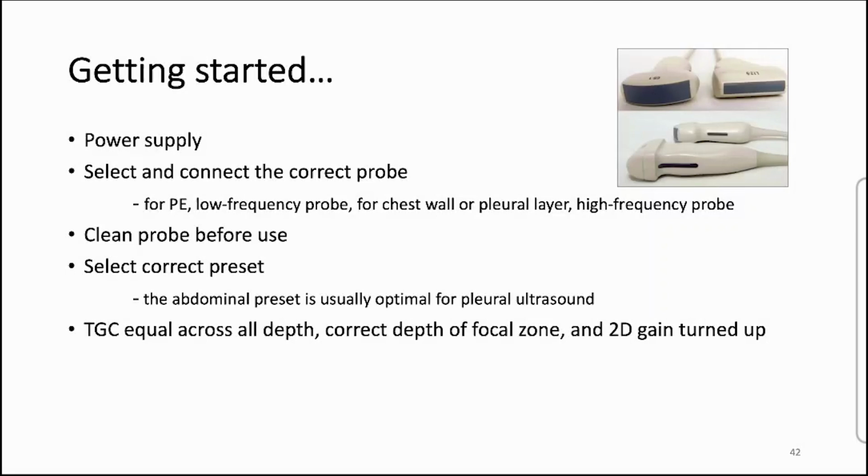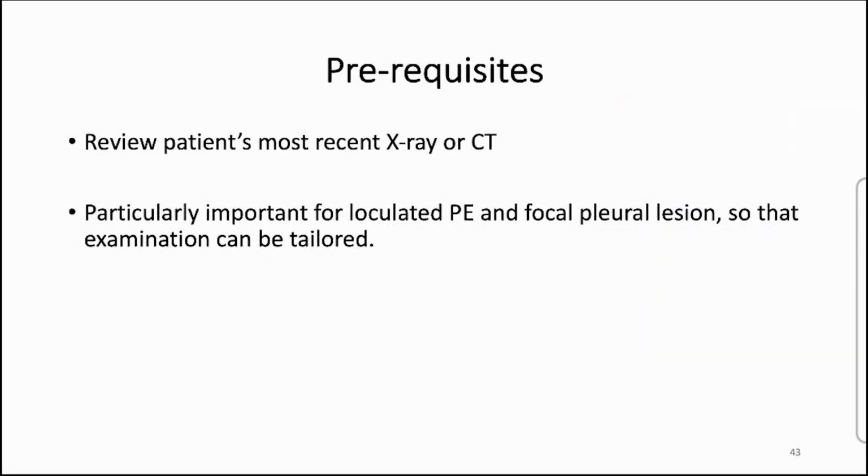Then check the TGC, which I have already mentioned. This is very important because the previous examiner may have done ultrasonography and changed the TGC, and if you don't check this TGC setting and do an ultrasonography, if it is incorrect, it will give a false image. Correct the depth and the focal zone, and the true gain should be turned on. Review the patient's most recent X-ray and CT scan. Especially, it is important if you intend to do any pleural procedure or any lung procedure. It also saves your time and makes your examination tailored.